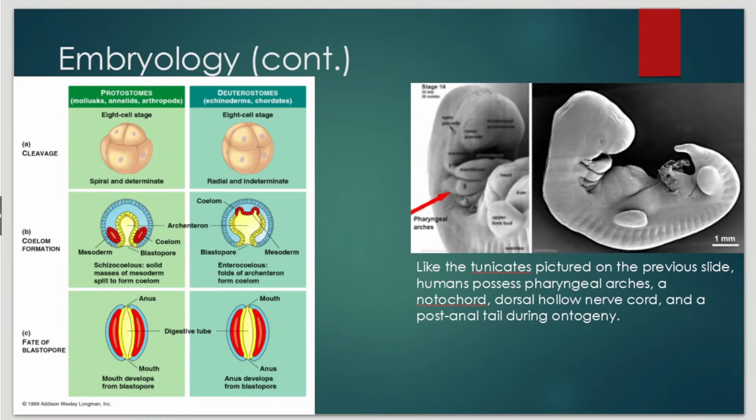So we also share much broader development with other organisms. In that picture on the right, we share pharyngeal arches, notochord, dorsal hollow nerve cord, and a post-anal tail during ontogeny with all other chordates, all of them, everything from elephants to birds, to reptiles, amphibians, fish, tunicates, lancelets. We share these characters with all of them at some point in our development. Again, no reason why that should be the case unless we all came from a common ancestor who also had that set of characters.